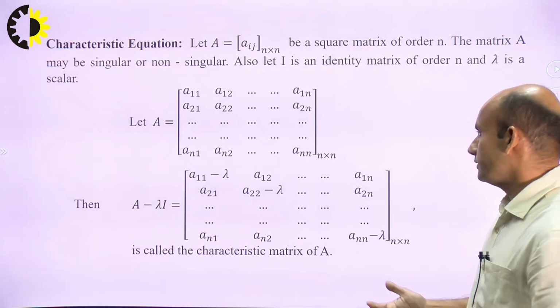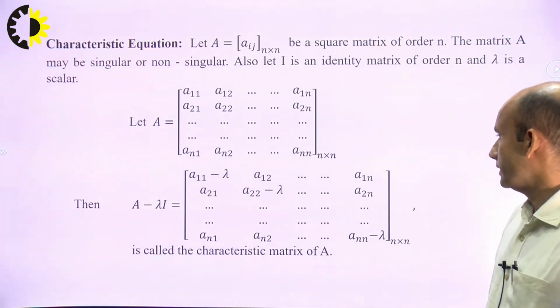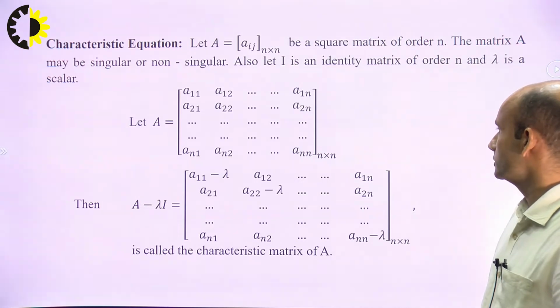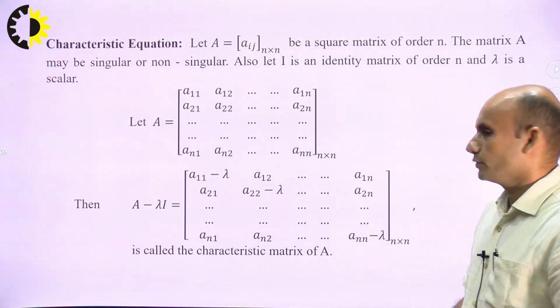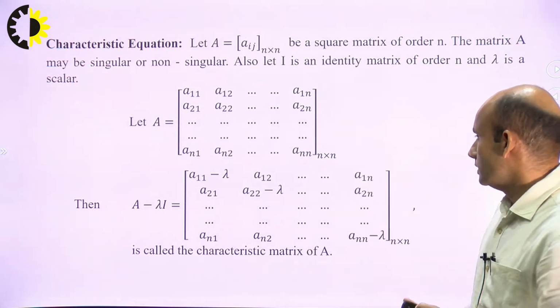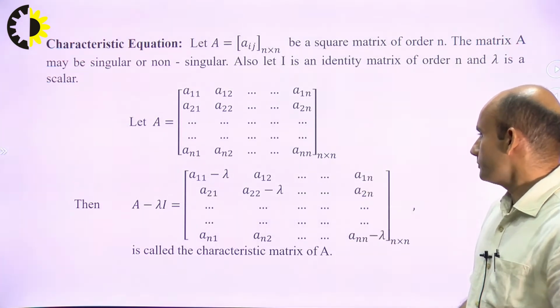Then suppose we have a matrix A which is of order n. So we have n rows and n columns. Entries are a11, a12, and up to a1n. These are entries of the first row. And similarly, we have entries of the second row. And this is actually a matrix of order n.